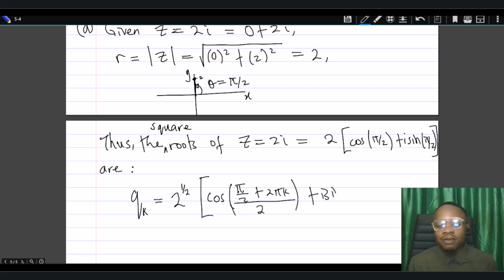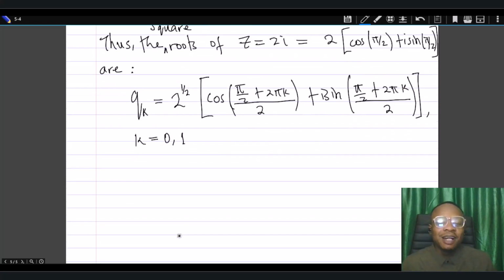And this is going to be plus i sine of pi over 2 plus 2 pi k, where k is here. We're not using that yet. Then divided by n, our n is 2, and we close off everything. Since we are interested in the square roots, since our n is 2, k should go from 0 to n minus 1, which is 1. Okay, so with this, we are good to go.